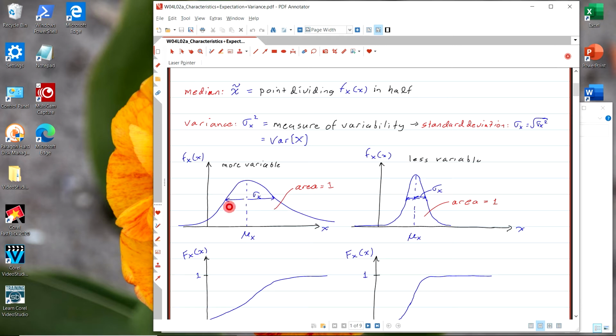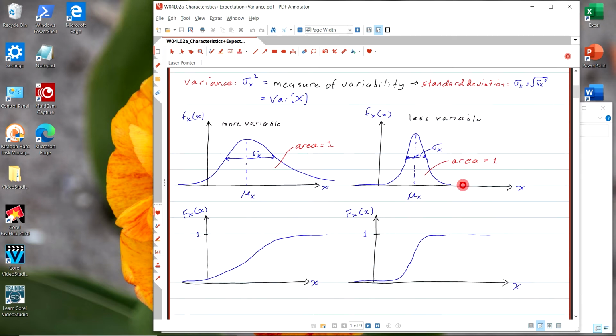So it may look like this. The area is still 1, but if it's less variable, then that distribution is narrower. Our random values are concentrated more around the mu of x, and that sigma of x is smaller. The F of x that corresponds to these: because this is wider, this F of x is more gradually increasing, whereas because this one's narrower, F of x increases more rapidly near where the action is happening, so near the mean.